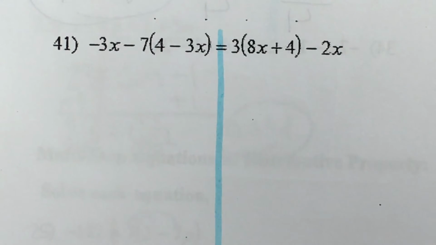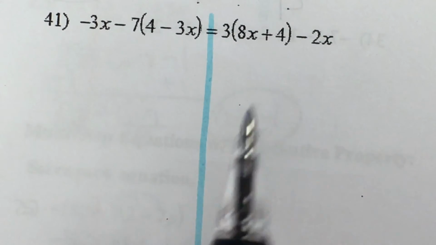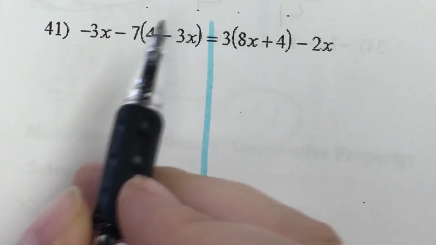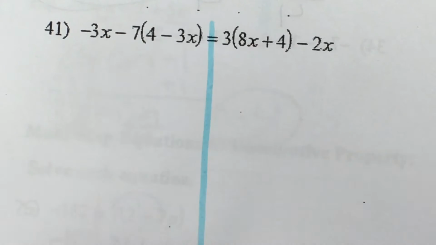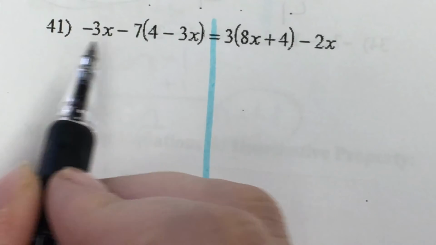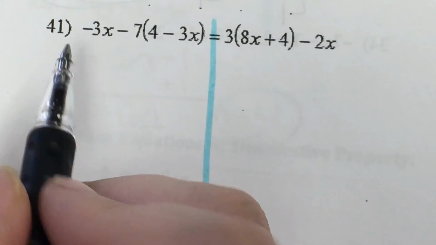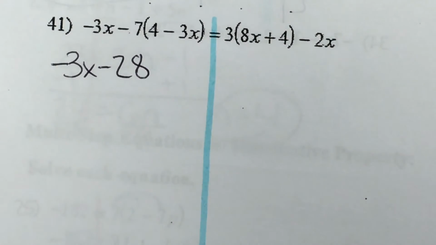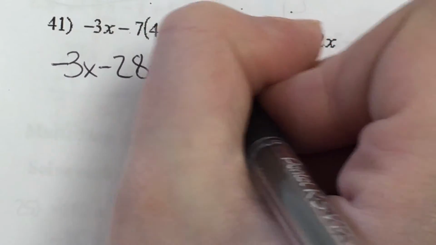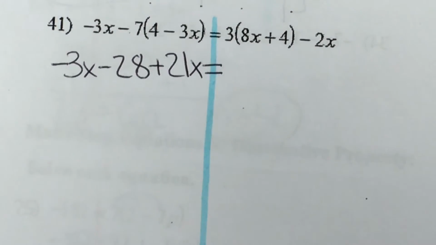Okay, so first step, draw a line down our equal sign, which we did. Second step, we need to distribute. Look for any distribution. And look, I have it here on the left side and here on the right side. So let's take care of that first. Remember, this -3x, this term out in front, has nothing to do with the distribution, so we'll just rewrite that and leave it alone. So -3x, -7 times 4 is -28, and then -7 times 3x is 21, so positive 21x equals, now let's distribute on the right side.